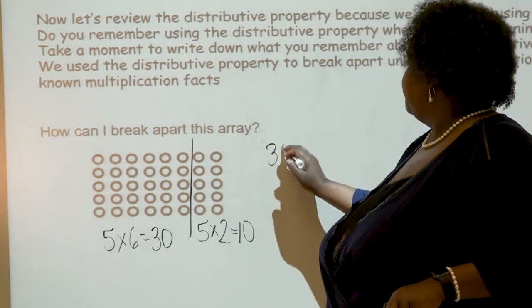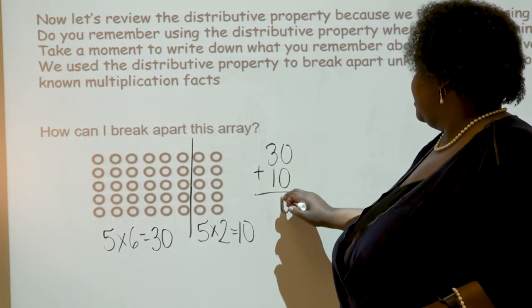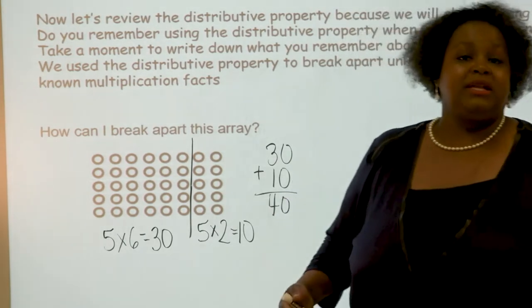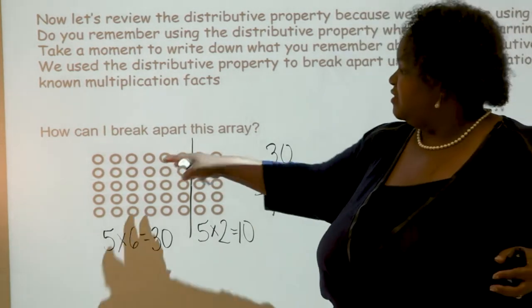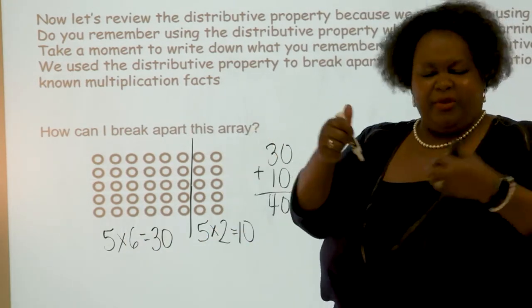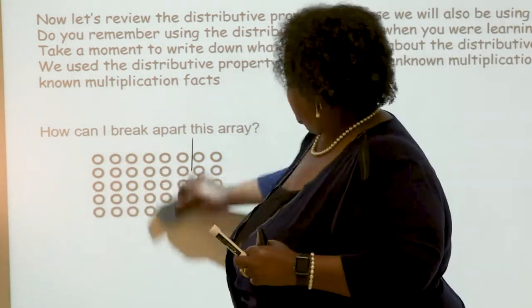30 plus 10 equals 40. That's what the distributive property does. It breaks it apart into smaller products and then puts it together again. All right. Let's continue to practice.